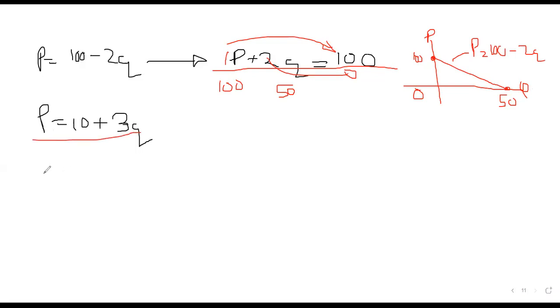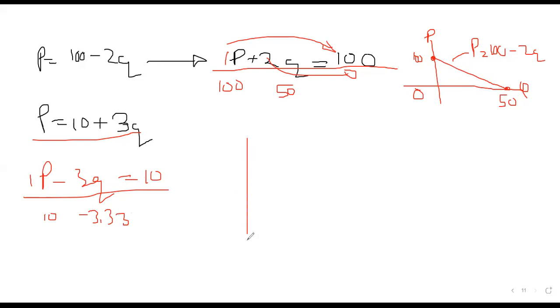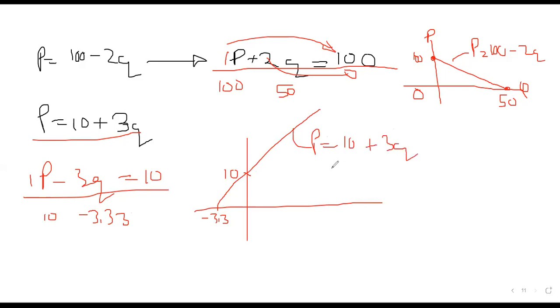Similarly, this guy, put the letters on one side. Then here, what number is there? A 1. 1 to 10 is 10. Negative 3 to 10, negative 3.33. So you can choose to draw on one graph here or on separate graphs. It's principally the same. So the P will cut at 10 and the Q cut at negative 3.33. So this is 10 plus 3Q. Right together. So this is our supply function.